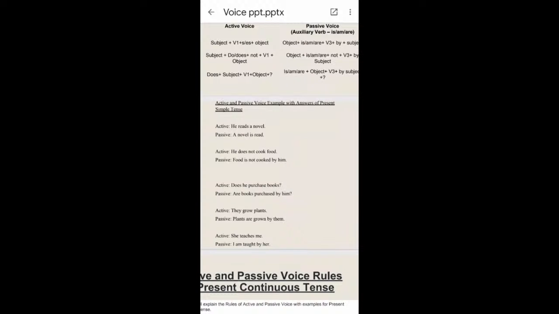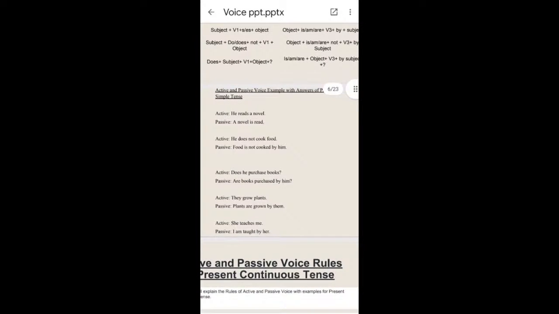Just keep in mind that we are dealing with simple present sentences. Somebody can give you a question like this also. He doesn't cook food. Then how will you change it? Food. You will take the object and keep it first. Food. Does not will become is not or am not or are not, depending on the sentence, right? Is not cooked by him. You match it with the rule over there.